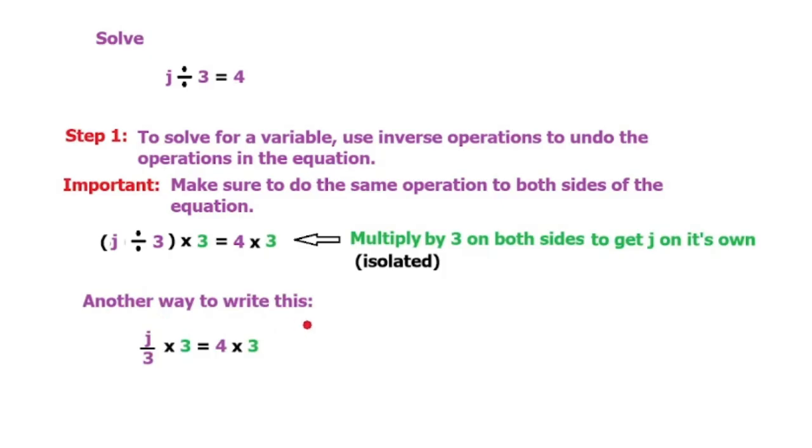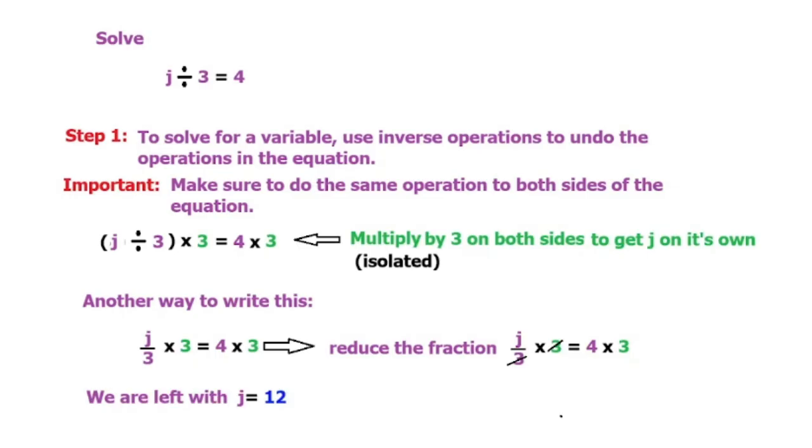So another way to write this is like this: j divided by 3 is j over 3, times 3 equals 4 times 3. Now we can reduce the fraction. These two will cancel out, because this is 3 in the numerator and this is 3 in the denominator, so they cancel out. Then we're left with j equals 4 times 3, and 4 times 3 is 12. So we are left with j equals 12.